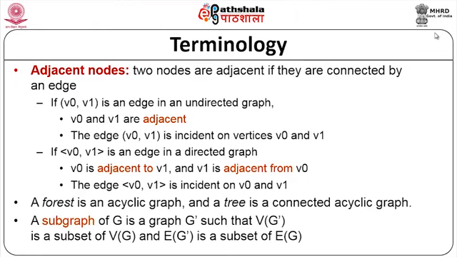A subgraph of a graph G is such that V of G dash is a subset of V of G and E of G dash is a subset of E of G, then G dash is called the subgraph of the graph G.